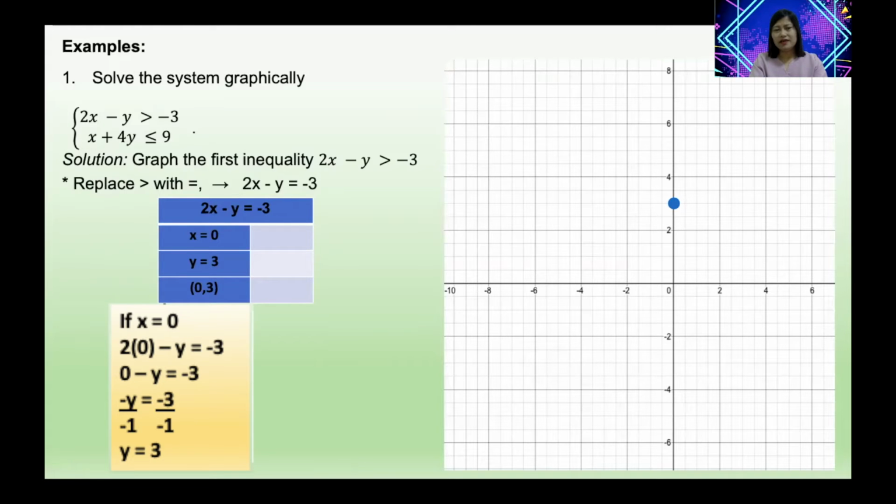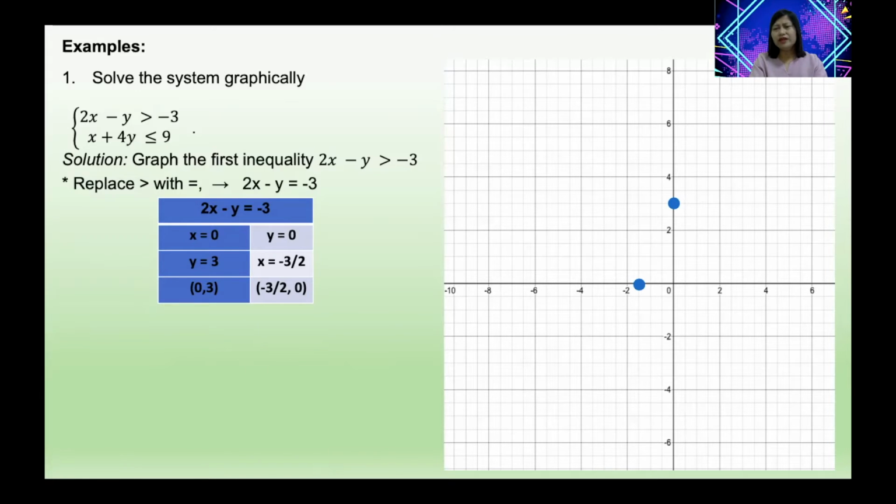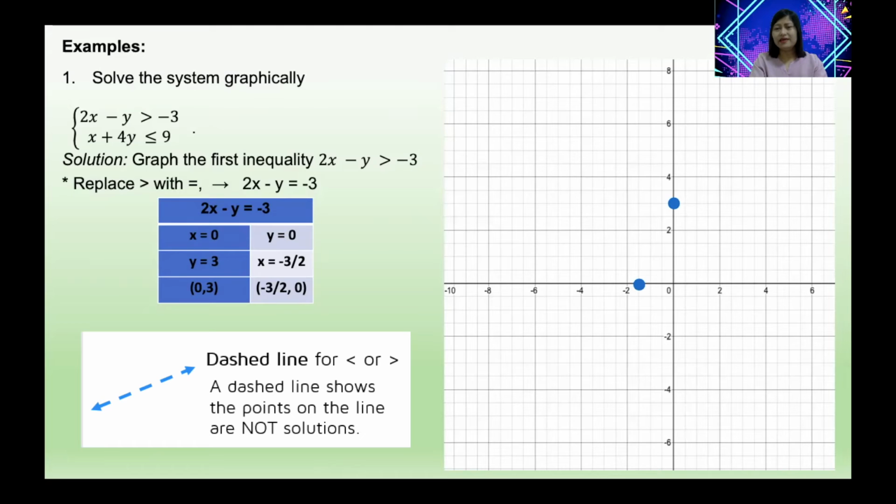Next, the x-intercept. When y is 0, our x is -3/2. So we have (-3/2, 0). Plot the x-intercept, (-3/2, 0), or (-1 and 1/2, 0). We connect the 2 points using a dashed line, since the inequality symbol here is greater than.